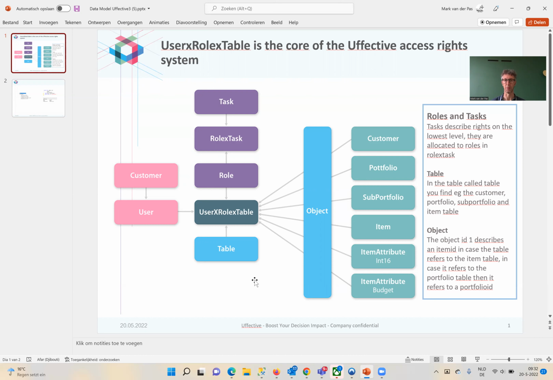this test customer. Thanks for your attention, and I can imagine that the table is confusing, but remember, all tables within Uffective are in there, so it is a means for us to give a table a unique ID, so we can address over this user role table multiple topics like customer, portfolio, sub-portfolio, and so on. So it's a very generic solution. Thanks.